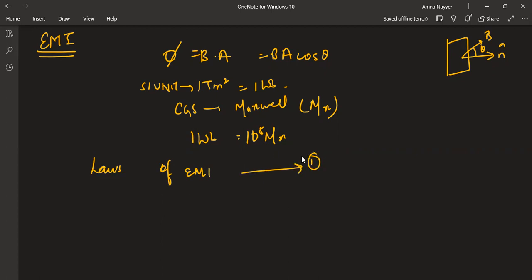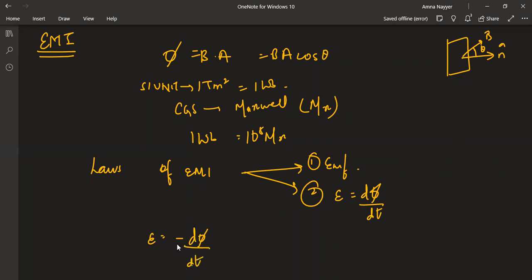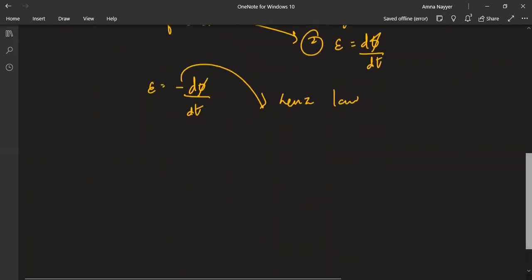First important law was that whenever magnetic flux linked with a closed circuit changes, EMF is induced in it. Introduction of EMF was given by the first law. And then magnitude was given by the second law. It said that it is equal to rate of change of magnetic flux, d phi over dt. But we had seen that we put a negative sign, minus d phi over dt. So this negative sign had the significance from Lenz law. We commonly call this law as Lenz law.